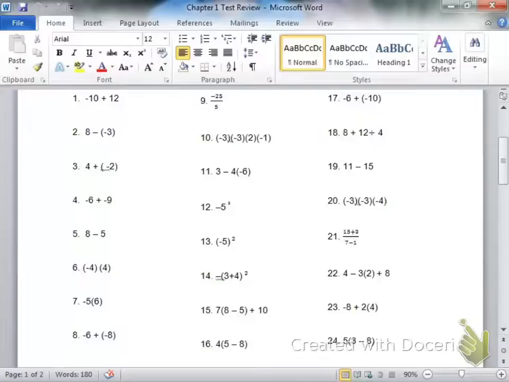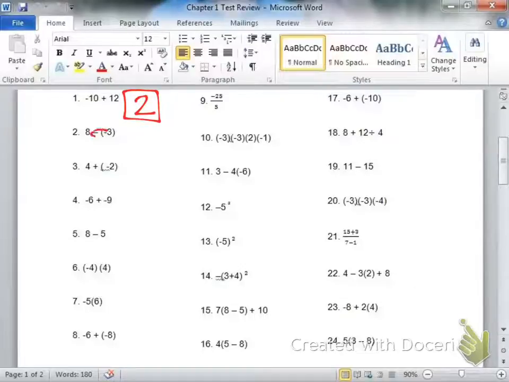Question. So number 1, we have a negative plus a positive. So what do I do? Ooh, 2 or negative 2? Yeah, it's a positive 2. Remember, when the signs are different, you subtract the numbers and you keep the sign of the larger number. So that gives us a positive 2.